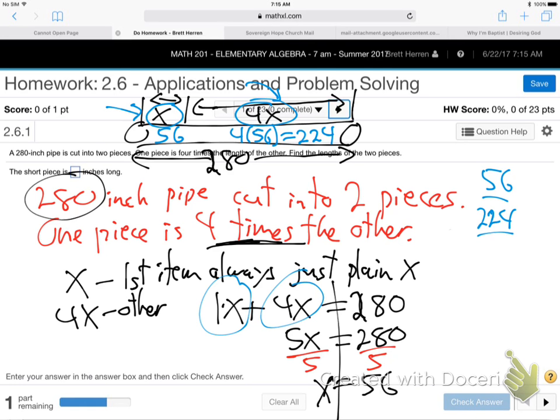Like they'll say something like 4 times as long, or they'll say the other piece is 4 more than the first. What if they said 4 more instead of 4 times? What would that be? x plus 4. More means add. Or they said 3 feet less: x minus 3, right? So they'll say more, less, or times, and that'll tell you the other formula.